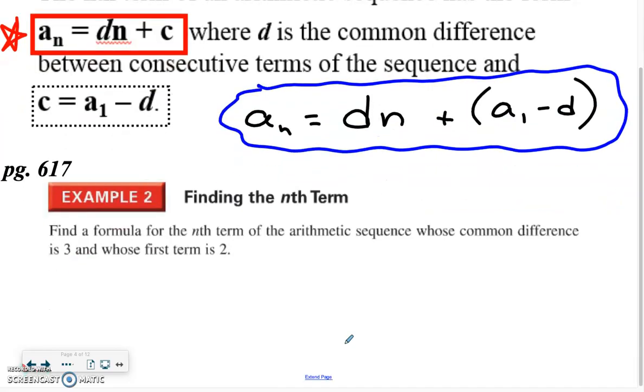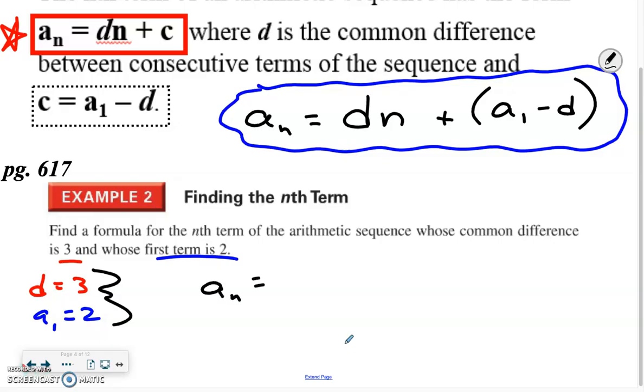All right? So, taking a look at this second example, it says that we want to find a formula for the nth term of the arithmetic sequence whose common difference is 3. So d is 3. And the first term is 2, so a sub 1 is going to be 2. All right, so I can take this information and start plugging it in. So a sub n is equal to, what did we say the common difference was? d is 3, times n, plus, what did we say a1 is? 2, minus, what did we say d is again? Minus 3. All right.